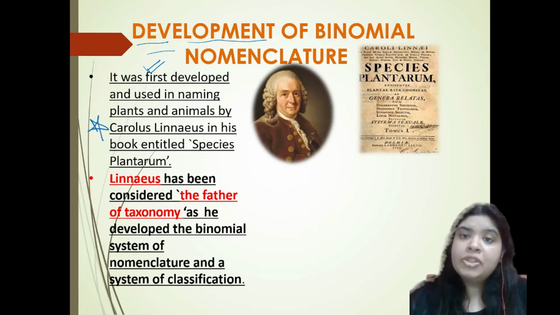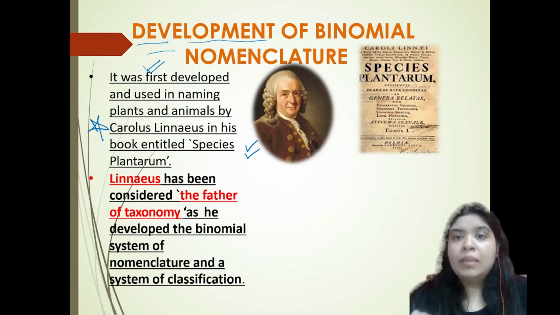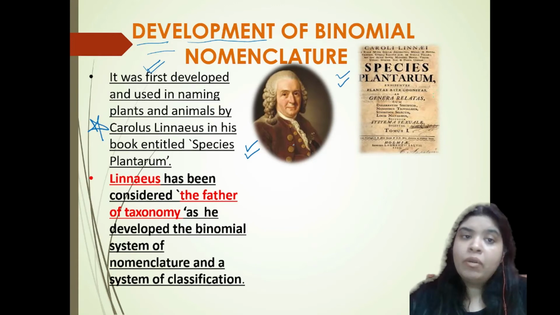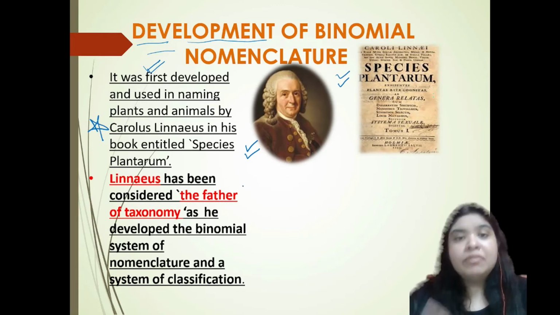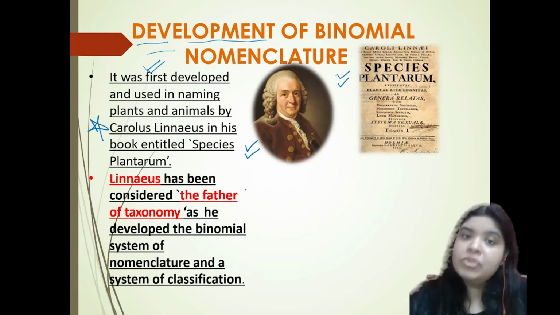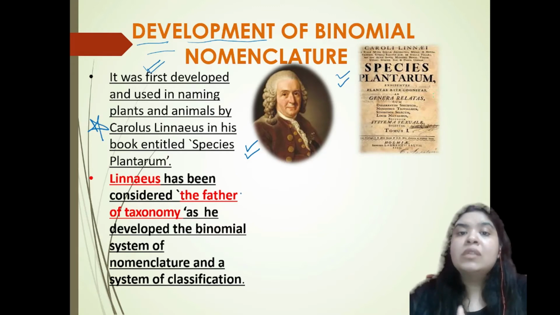And where did he publish it? He entitled this in his book named Species Plantarum, where he first mentioned the binomial nomenclature. Also, what you have to remember is that he is called the father of taxonomy, and along with developing binomial nomenclature, he made a foolproof system of classification also. So these are the two points we need to remember about Carolus Linnaeus for sure.